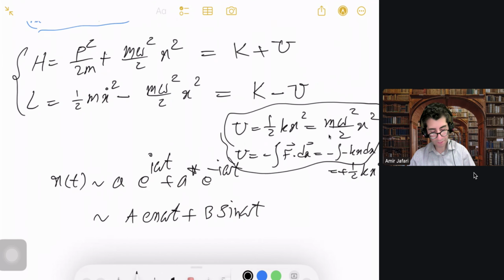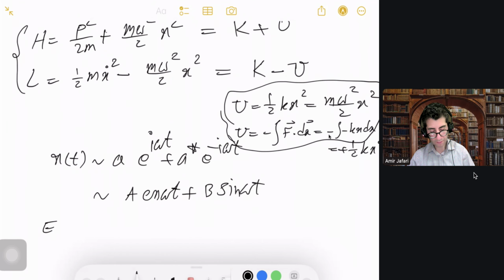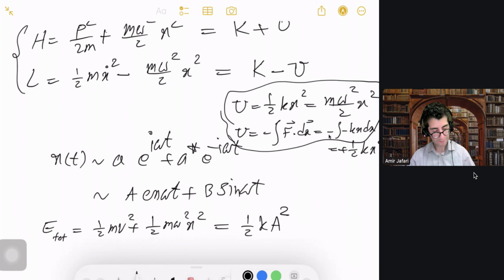If you use these, you're going to see that the total energy of the system, which is the Hamiltonian, or this expression, would be something like this. Well, I made a mistake here. Let's call this constant something else. Let's call this b.